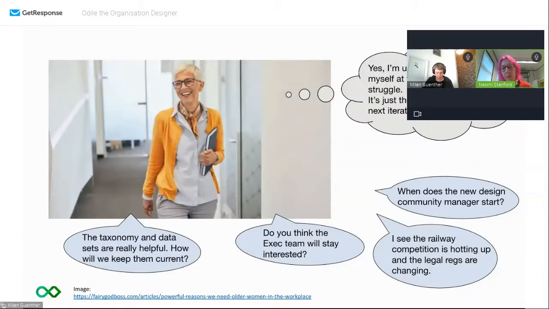Think how many words have entered the organizational lexicon over the last year. We've got hybrid working, we've got all the stuff associated with COVID. We've now started to get, I'm sure, a whole lot of metaverse type vocabulary coming in. You need to keep things like the taxonomy and the data sets current. Executive teams completely lose interest once they think something is done.